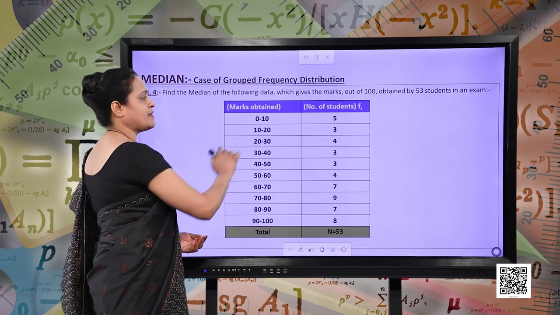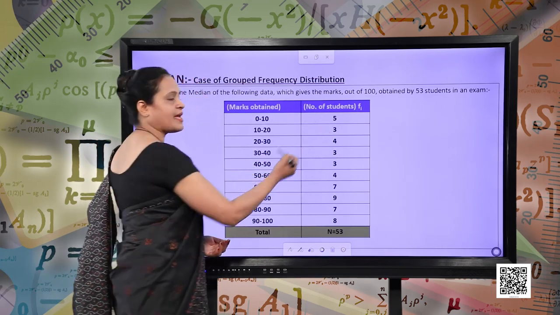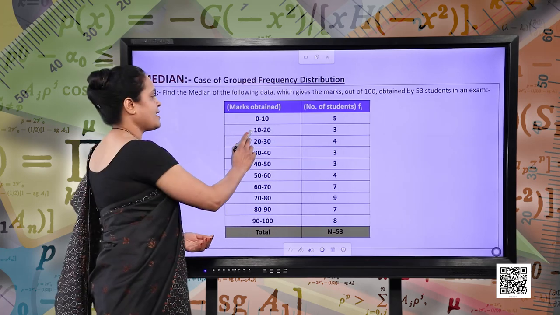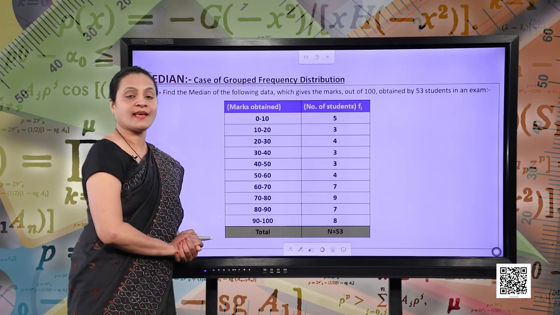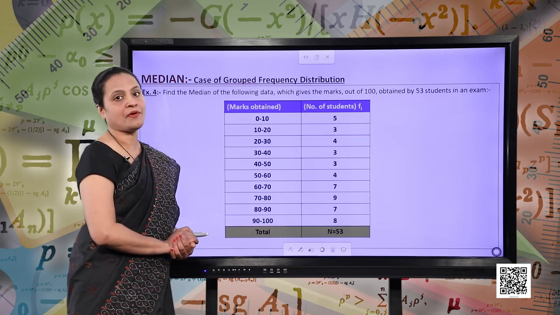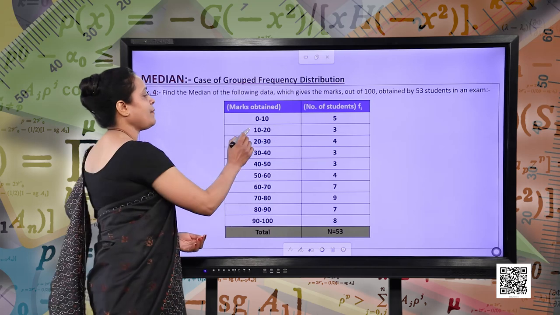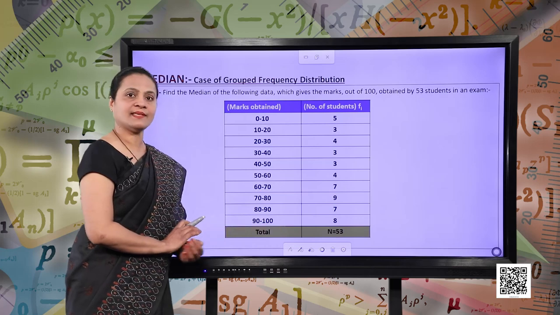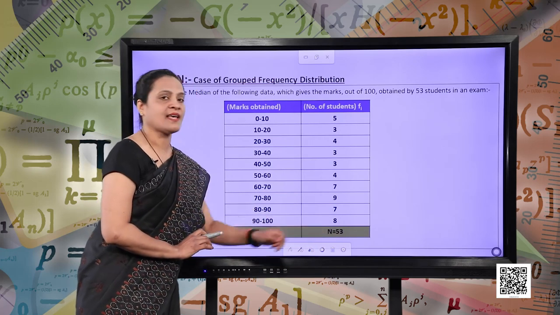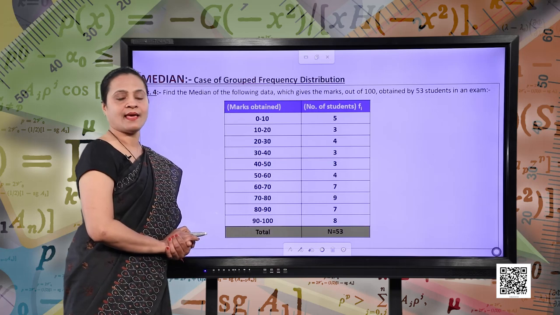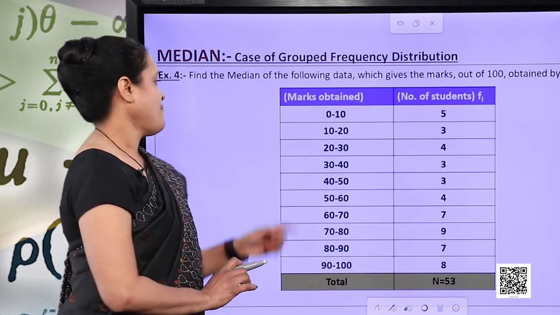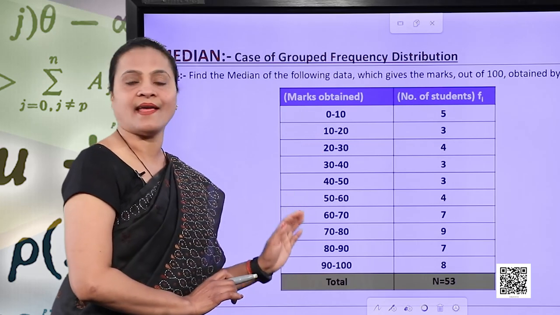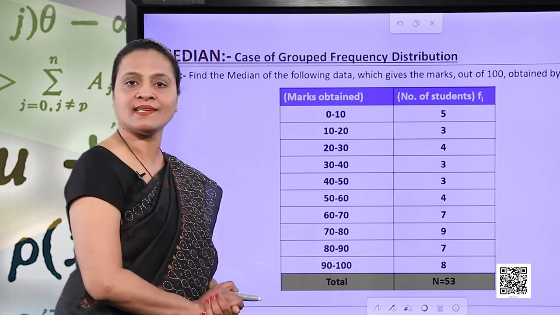In the second class interval, we are given that there are 3 students who have scored marks from 10 to 20. Here 10 is included but 20 is excluded. So, a student scoring marks 10 will be included in the second class interval. So, this way the data is given to you. The total number of students is 53. Let us see how we do such questions. First, you can see that the data, that is the marks, is already arranged in ascending order. So, we need not do that step.